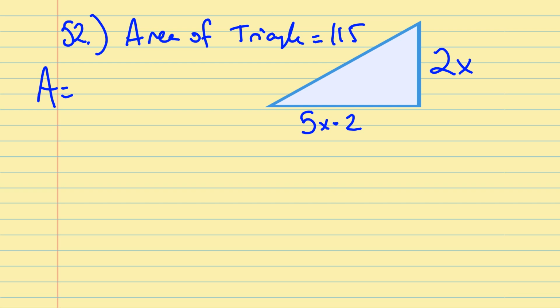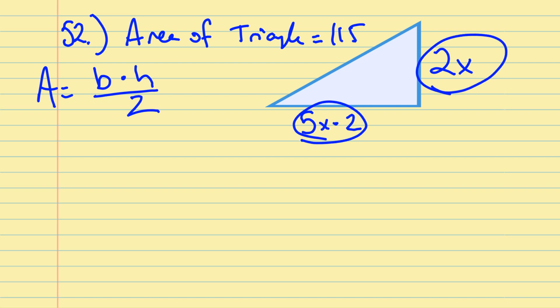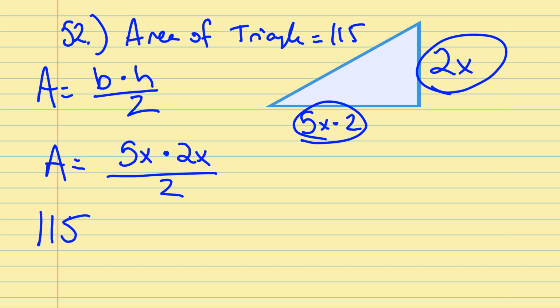Alright, so the area of a triangle, the formula is base times height over 2, or 1/2 base times height. Here's the base, here's the height. So the area is equal to 5x times 2x all over 2. Remember, the area is 115, so I get 10x squared all over 2. Oh, I messed up.